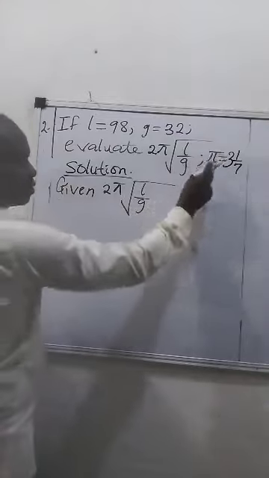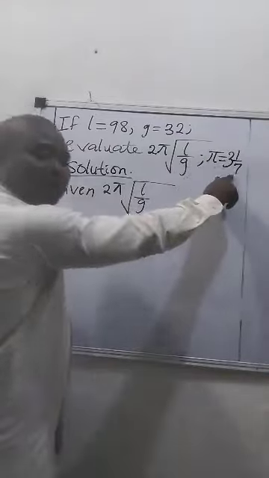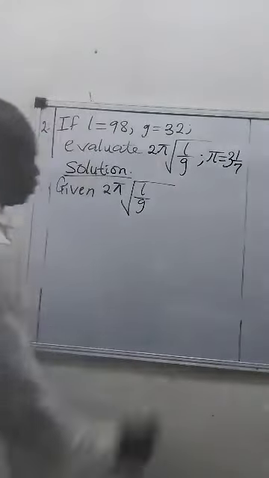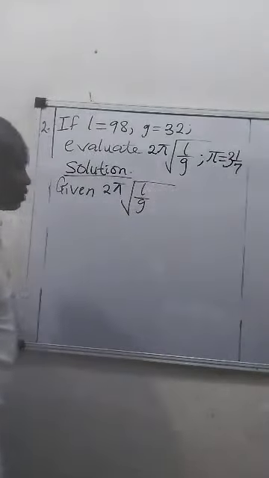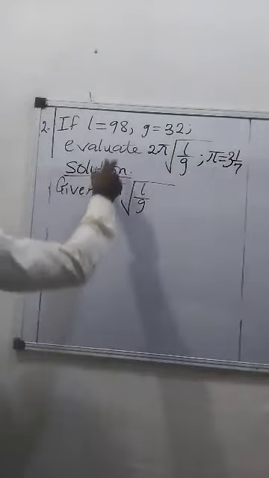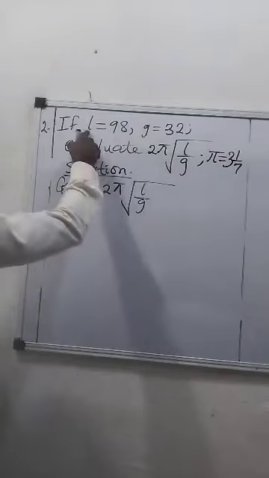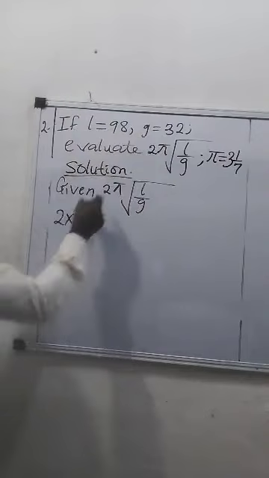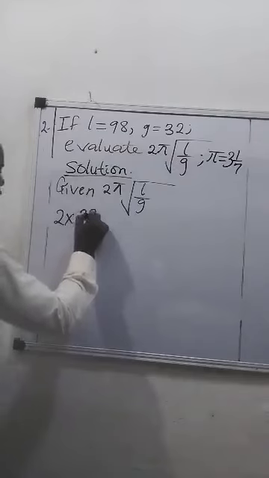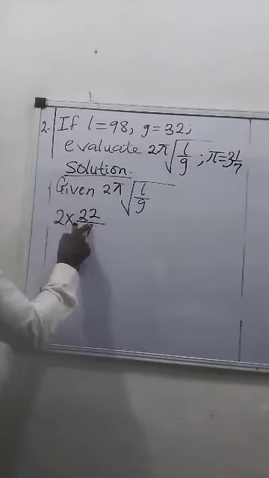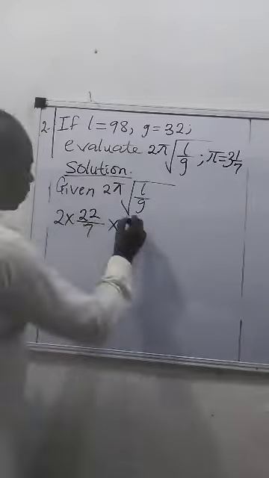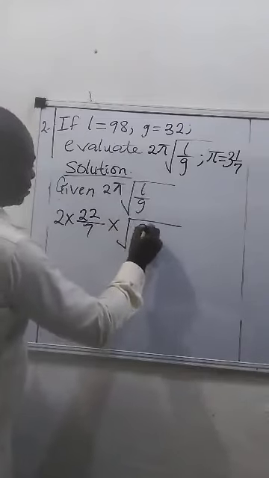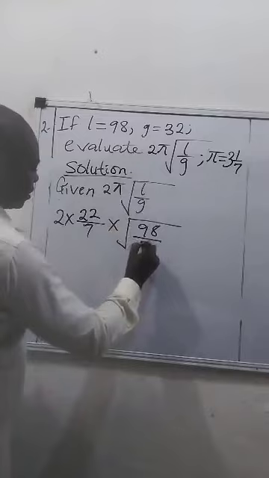When pi is this, 3 times 7 will give us 21. 21 plus 1 is 22. So we can write 3 1/7 as 22 all over 7 as well. So we are going to be substituting the values of L and G into this. So we have 2 times, our pi is 22 all over 7, times root of L is 98 and G is 32.